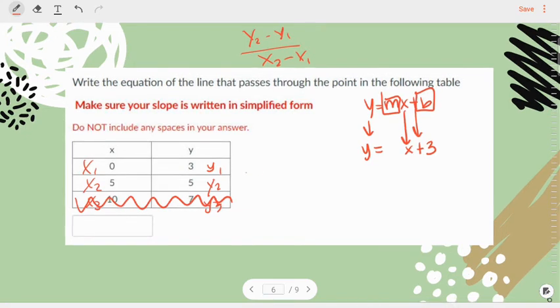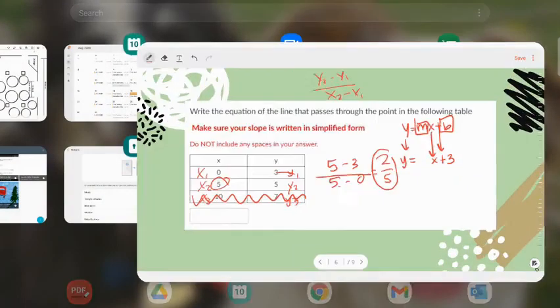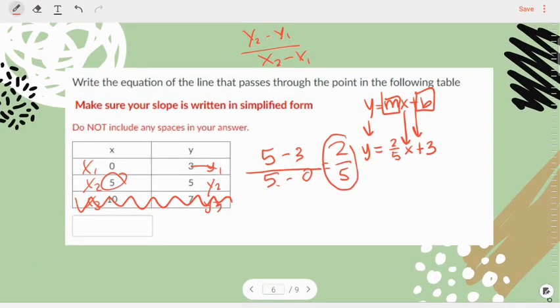To find my slope, we're going to replace it. So y2 is 5, y1 is 3, x2 is 5, and x1 is 0. So calculating my slope, 5 minus 3 is 2. 5 minus 0 is 5. I check to see if I can simplify my slope. You can always just do that. It's still 2 over 5, so it can't be reduced. So I'm going to write that in there. And that's my final answer.